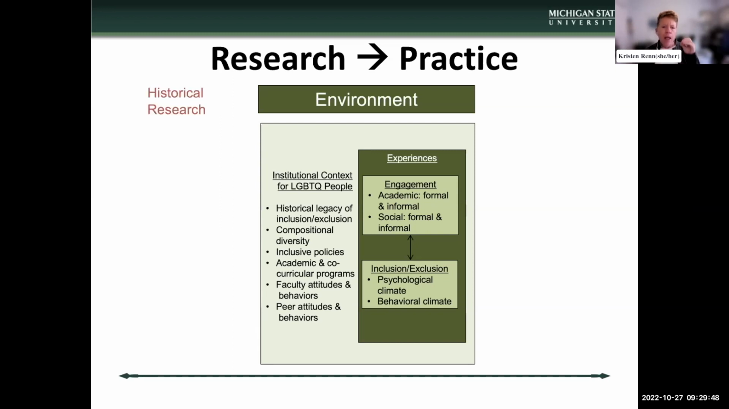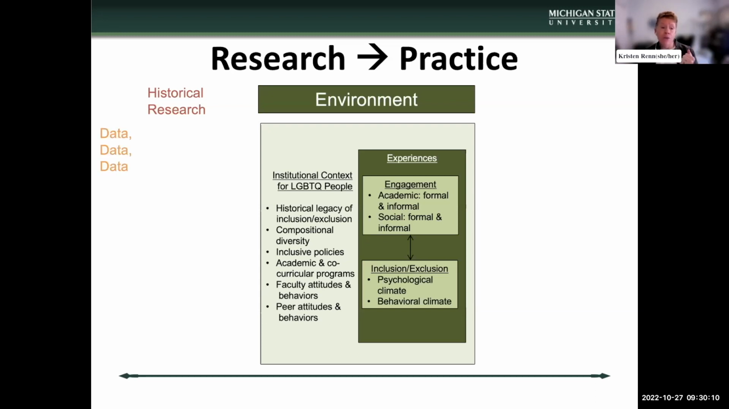So thinking about the historical legacy of inclusion and exclusion, what do I actually know about the history of LGBTQ2S plus people at my campus? Do we have faculty who've been out over years? What do I know about the student organizations? What do I know about the visibility and the presence? And then how can I make that more visible? How do I help people understand that context?